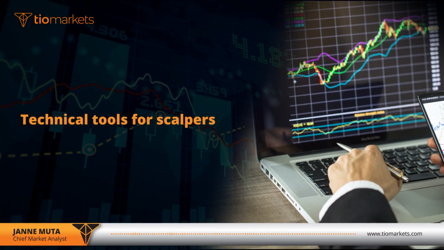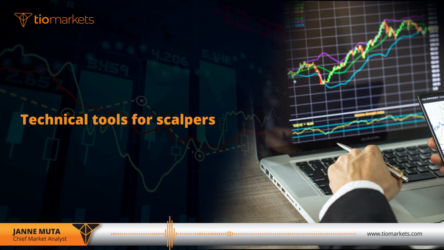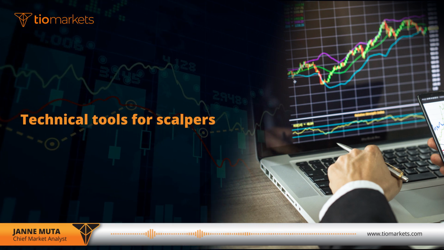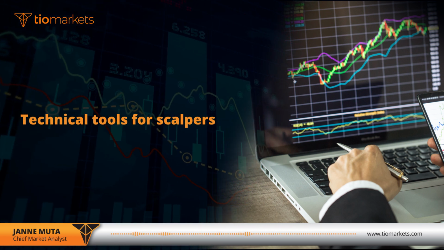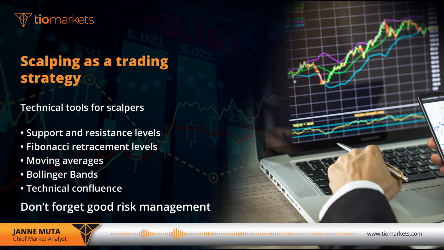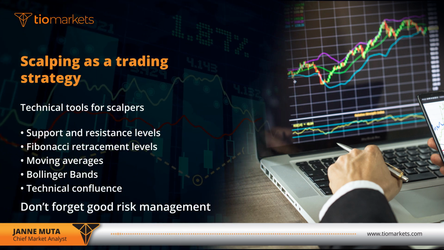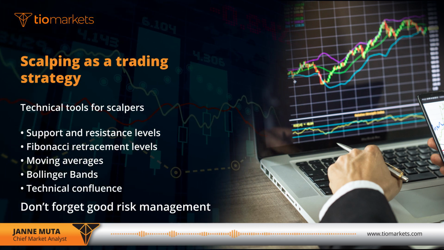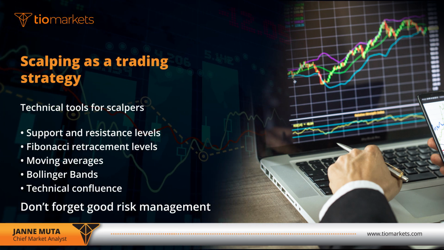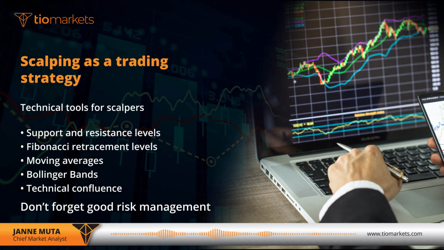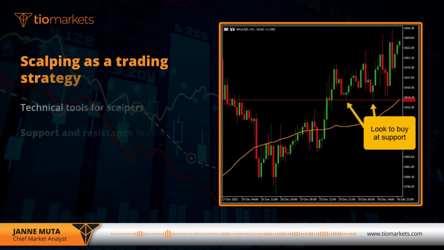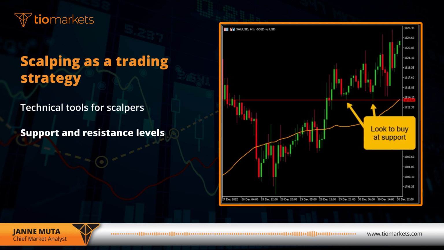Then the technical tools for scalpers. They really are very similar to any other trader. If you're looking to trade gold CFDs and scalp the gold CFDs, you probably will be looking at these tools: support and resistance levels, Fibonacci retracements, moving averages, Bollinger Bands, and in general technical confluence levels. So I'm going to give you some examples here. Moving forward, going to support and resistance levels examples first.